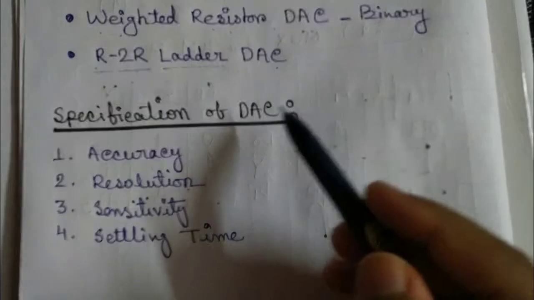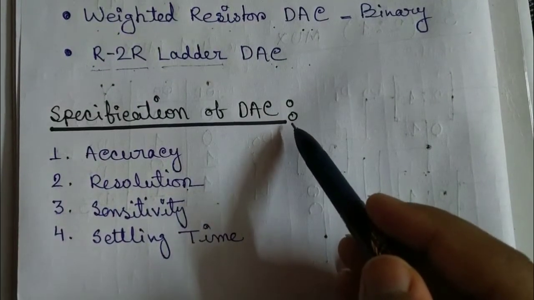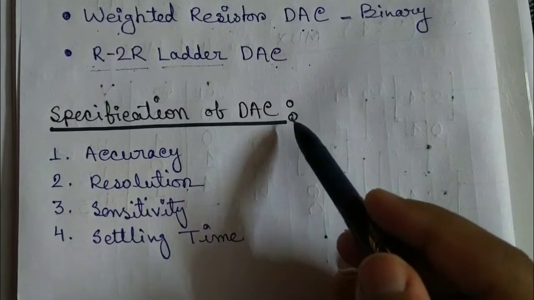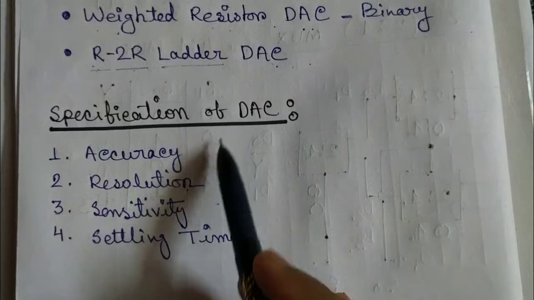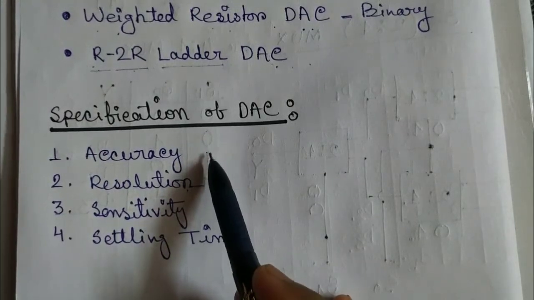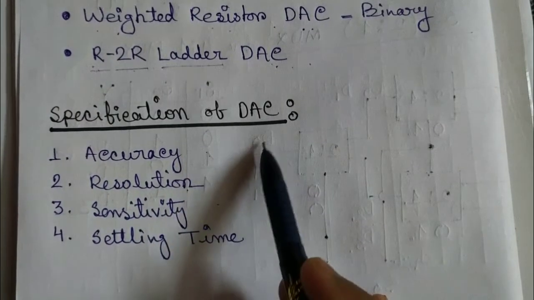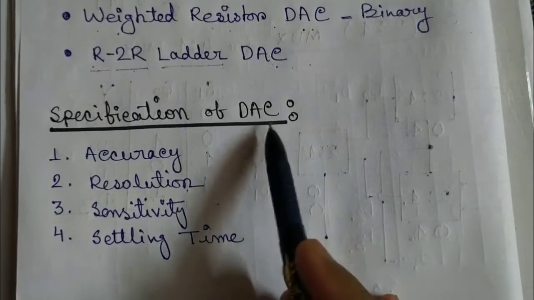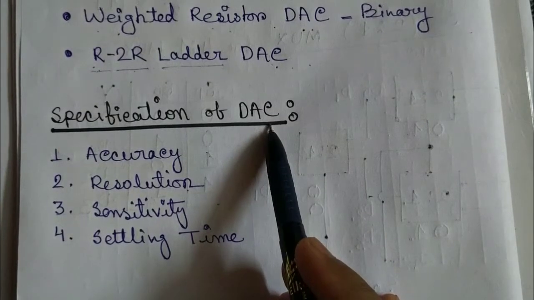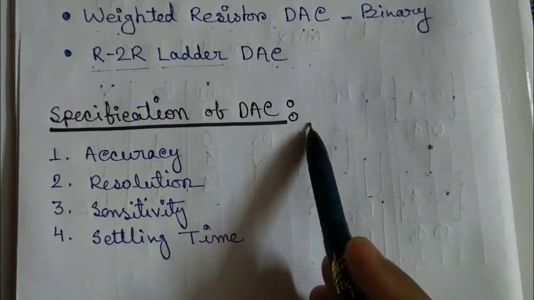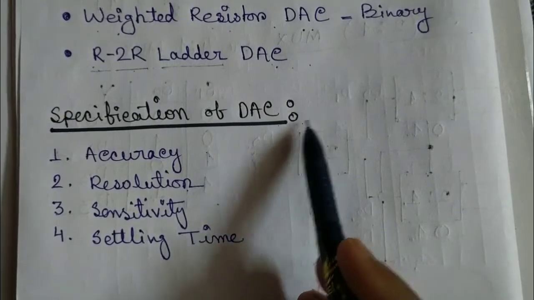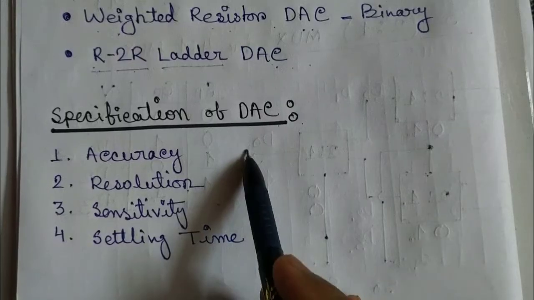So here you can see some specifications of DAC converter which comes commonly in exams as a short question. So first specification is accuracy. Accuracy means the difference between the measured value and the ideal value of a DAC converter. Suppose your ideal value is 2.5 volt and you measured almost 2.4 volt, so that your converter is highly accurate.